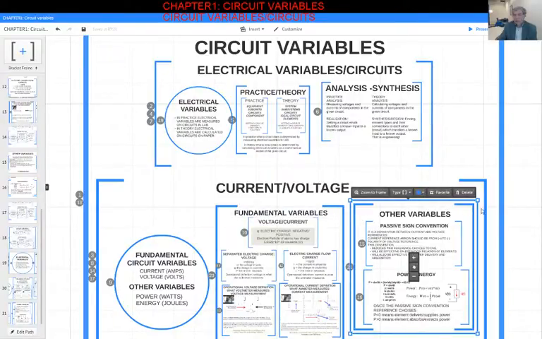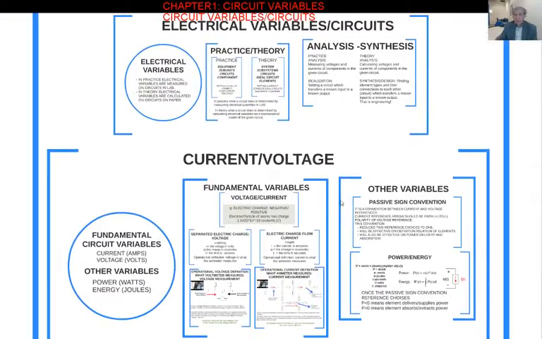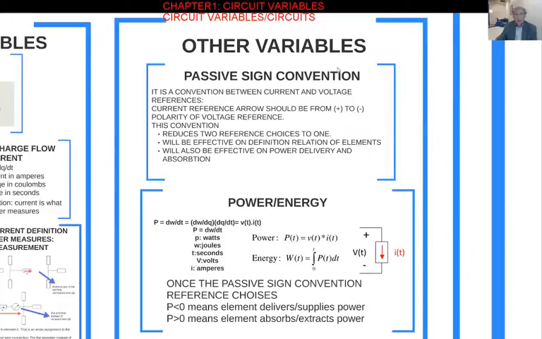Before that, we do require to make a convention about the references that we have just seen. So we are using two references. One of them is the voltage reference, the other one is the current reference. Can we reduce these two references to just one? If we make a convention, we could do that. So what is this convention? It is a convention between current and voltage references.